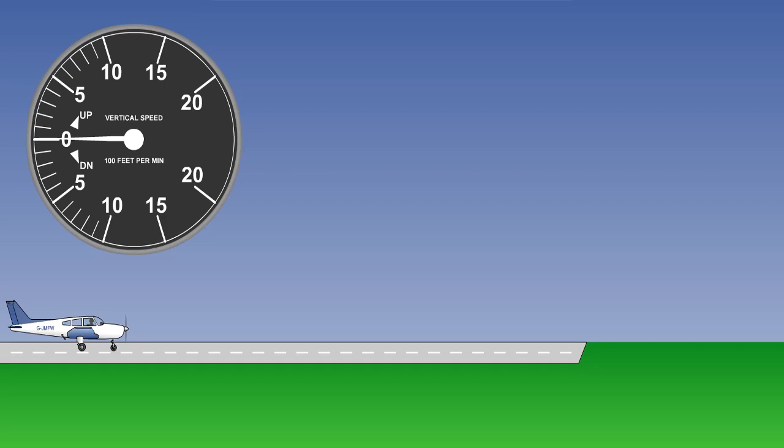The static source may be subject to position error, which occurs as a result of suction and turbulent airflow around the static source. The VSI may therefore incorrectly register a rate of climb or descent, particularly when the speed of the aircraft suddenly changes. This error may be noticeable on acceleration during the takeoff ground roll.